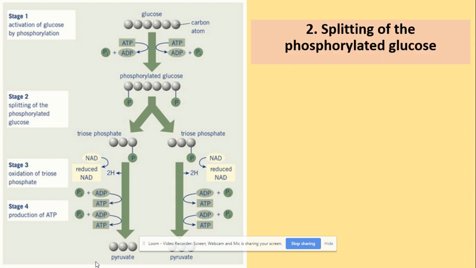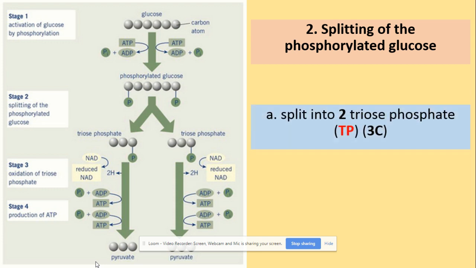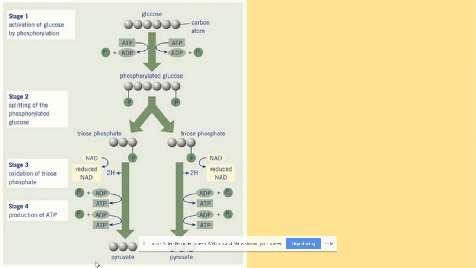As you can see in stage two, the phosphorylated glucose is split into triose phosphate. We came across triose phosphate in the light independent reaction. So we've got two of those triose phosphate molecules now, and each of them contains three carbons. So we split phosphorylated glucose into two triose phosphate molecules. What happens next in stages 3 and 4? From those triose phosphates, we are going to get pyruvate. So pyruvate is our final product.